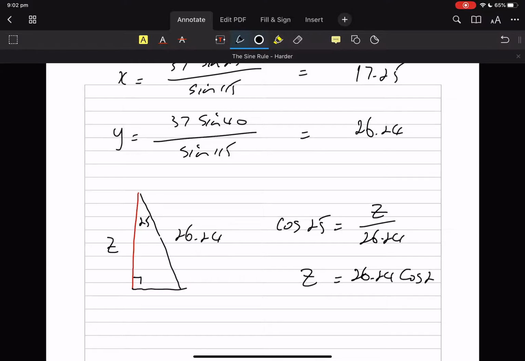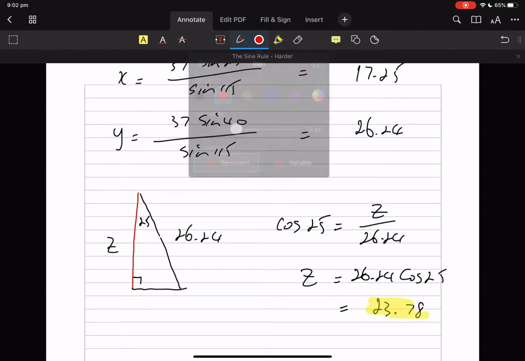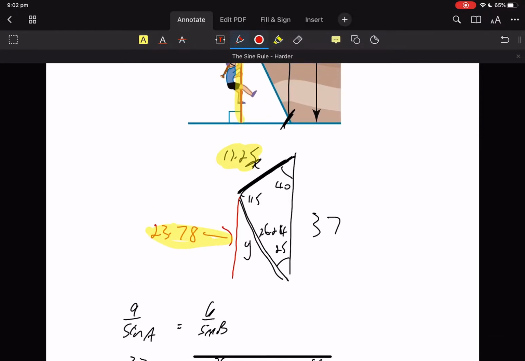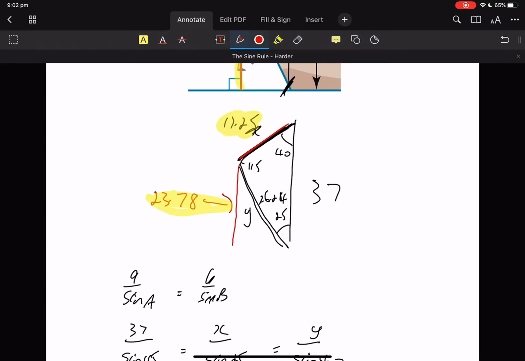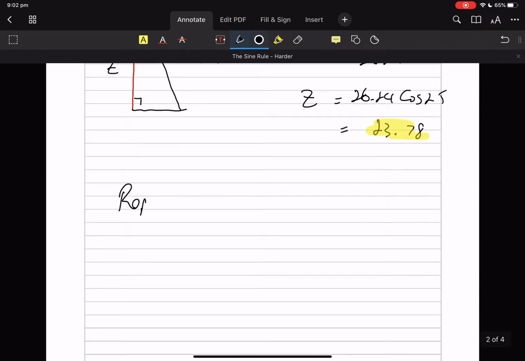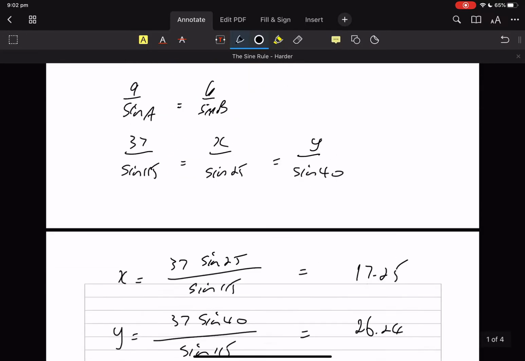Okay, so Z is a piece of rope, 23.78. So this bit here is 23.78. That's a bit of rope there. So we've got to add them together. 23.78 plus 17.25.